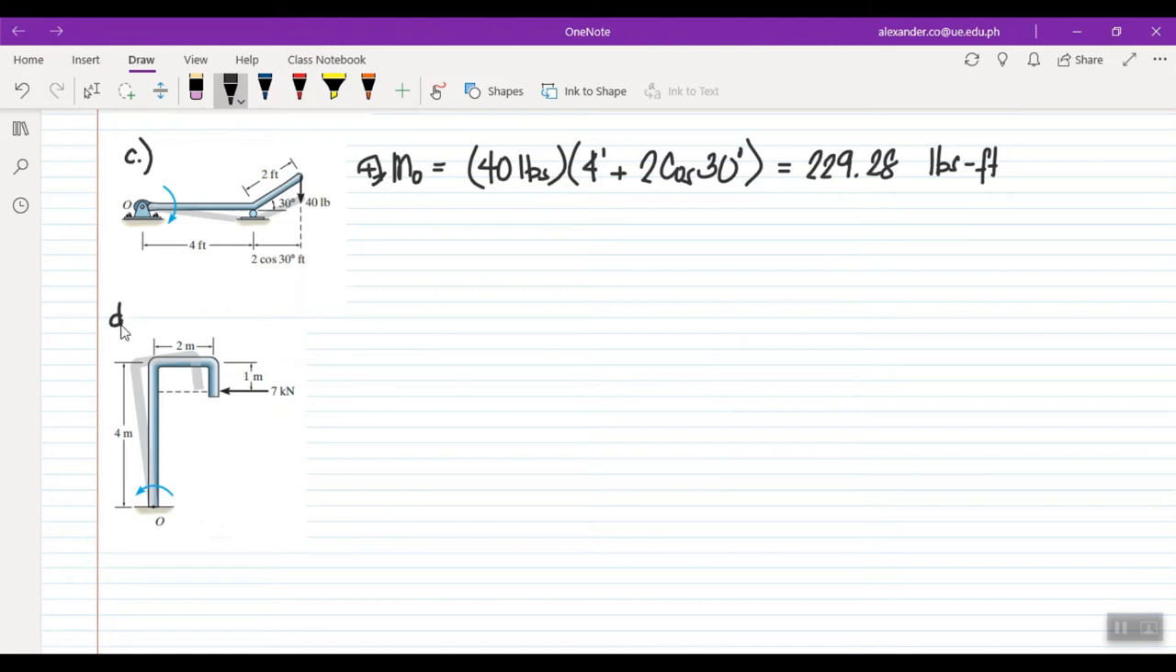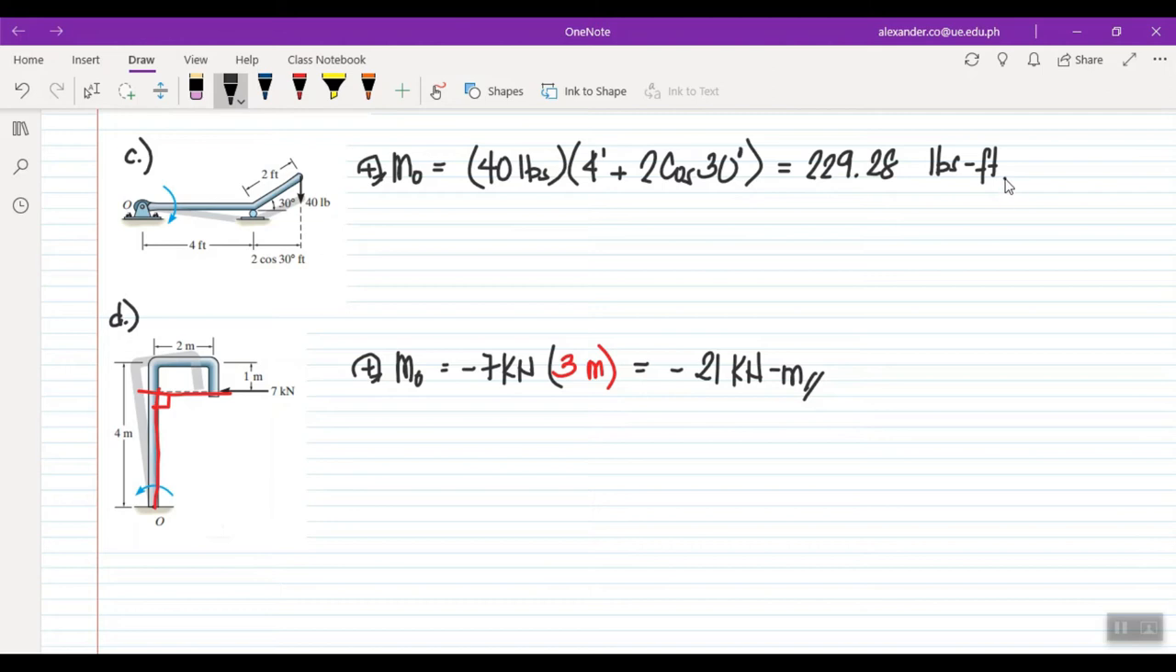Okay? D. Again, it will rotate here. Now, this will rotate over there. What is the rotation? Counterclockwise, so negative. So, moment at O, negative. What is the force? 7 kilonewton. What is the lever arm? What is its perpendicular distance? Here. That is the lever arm. Perpendicular. So, 4 minus 1 will be 3 meters. So, that will be negative 21 kilonewton meter.